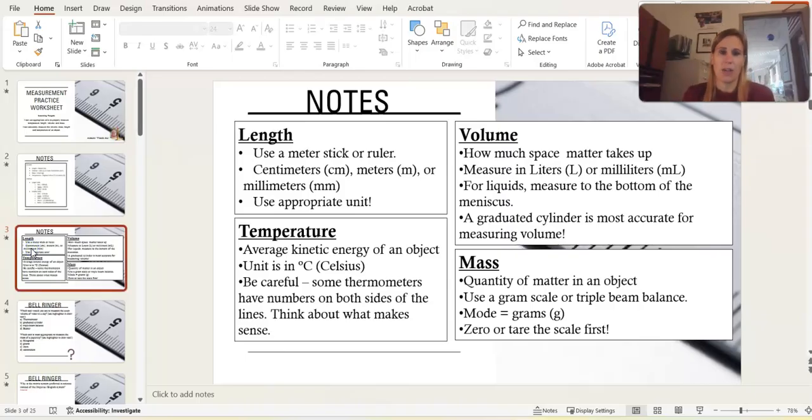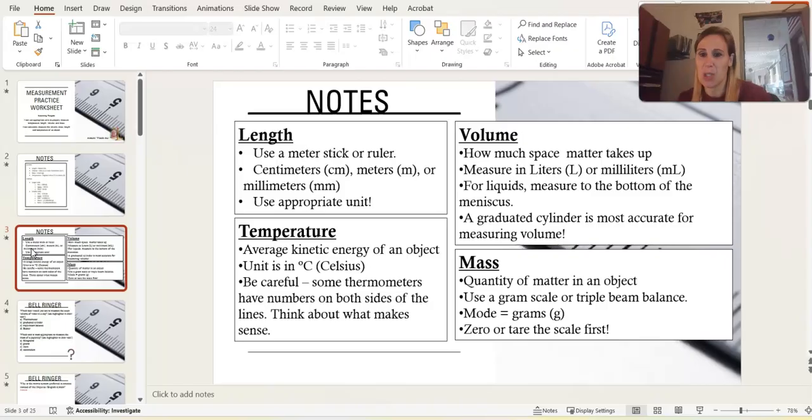Okay, then to add to your notes, these are some notes about measuring each of these four different quantities. For length, we're going to use a meter stick or a ruler. Centimeters, little c, little m, meters, or millimeters are going to be our main units. You'll also see kilometers if we're using really long distances. Make sure you use the appropriate unit. So if you're measuring something really small, use the smallest unit, right? We want to get it to the smallest number possible. But if you're measuring something large, again, go as small as you can with your numbers, so we're going to want to use a larger unit.